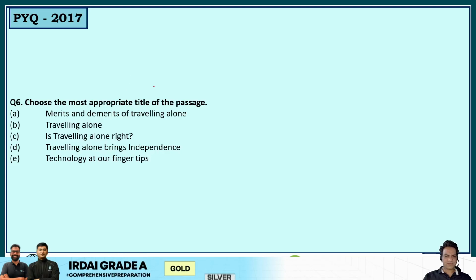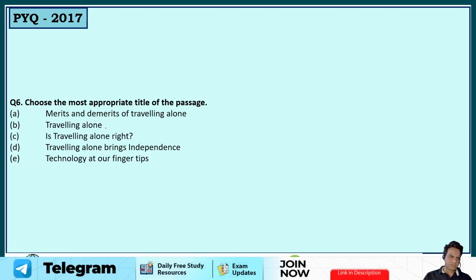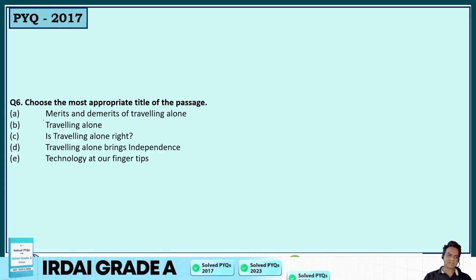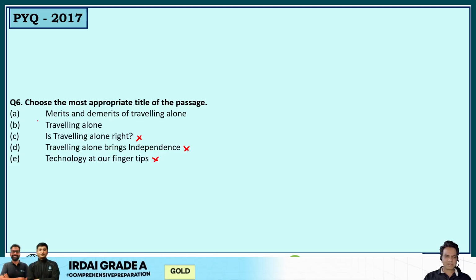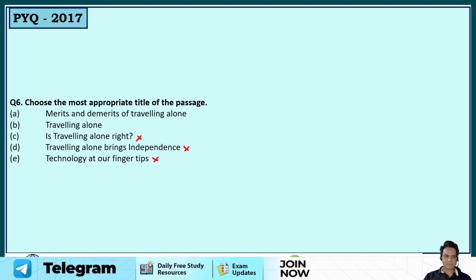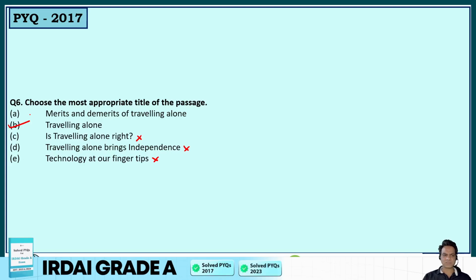Next, choose the most appropriate title of the passage. Merits and demerits of traveling alone. Okay. Traveling alone. Is traveling alone right? Traveling alone brings independence. Technology at our fingertips. I think, guys, it's not about is traveling alone right, or brings independence, or technology at our fingertips. But I think merits and demerits of traveling alone. Guys, it's not just merits and demerits. I think it's more about the experience of traveling alone. So he's exploring and explaining what traveling alone means. So I think option B is a better choice here. Traveling alone is the right title for the passage.